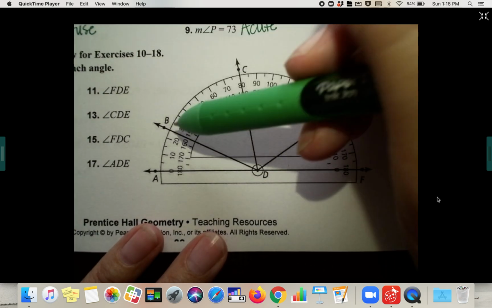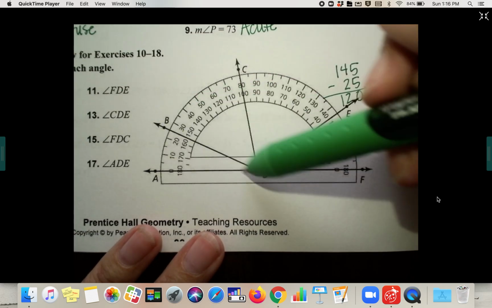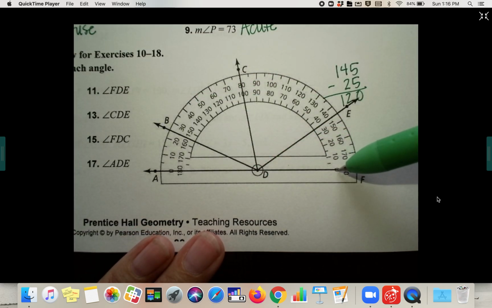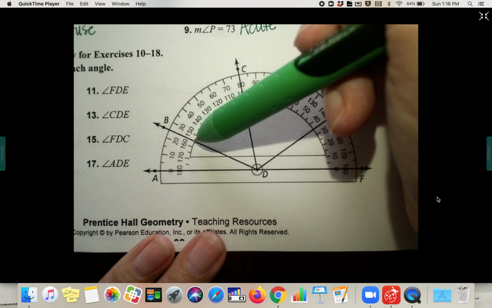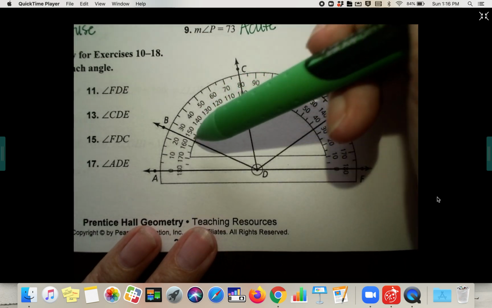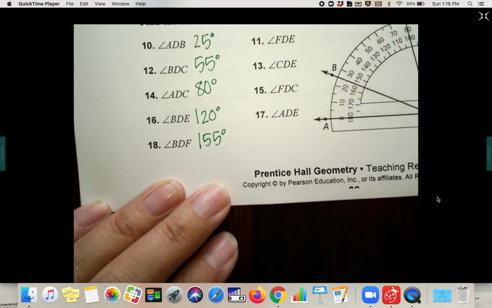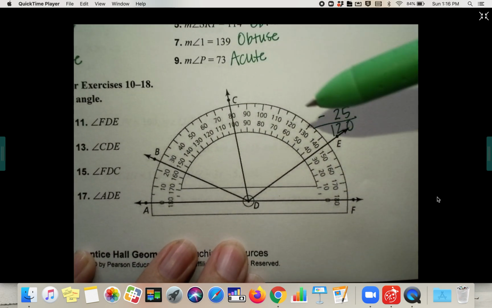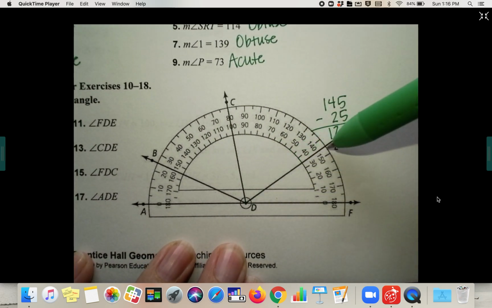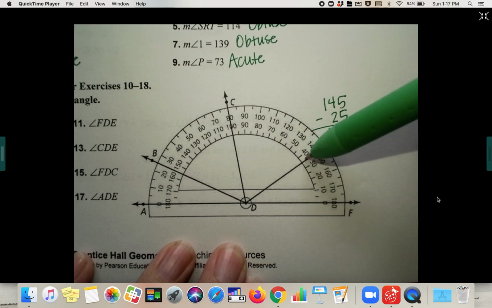Okay, and then let's try BDF. So B to D to F. This is a really big one. So I'm going to use the top numbers again. Actually, I'll use the bottom numbers. 0 all the way over here to 155. So that just told us we don't have to do any subtracting. So 155. Okay, let's look at angle FDE. F to D to E is 0 to 35. So it's acute, and it's just 35 degrees.